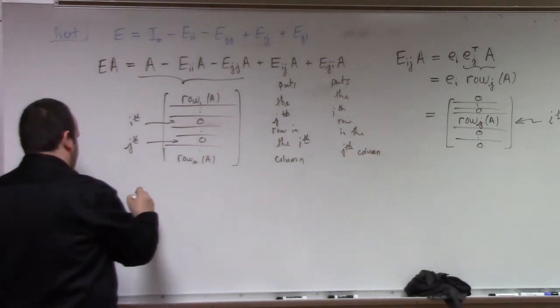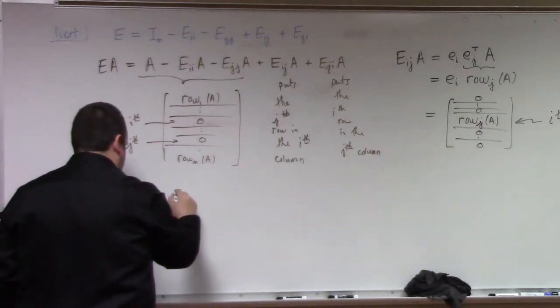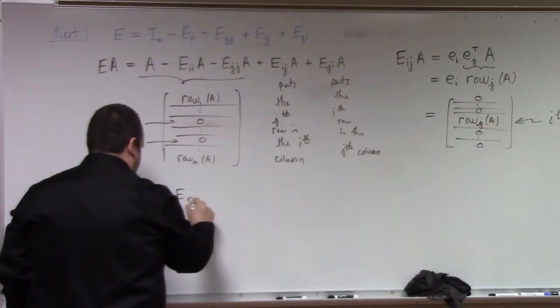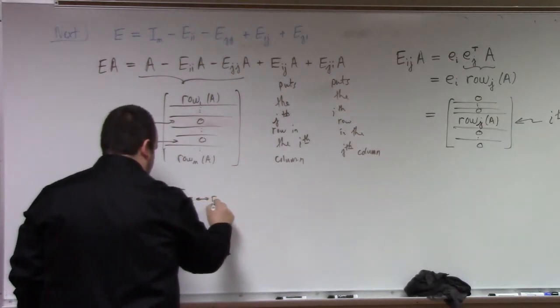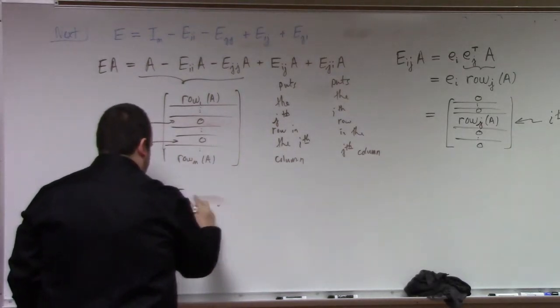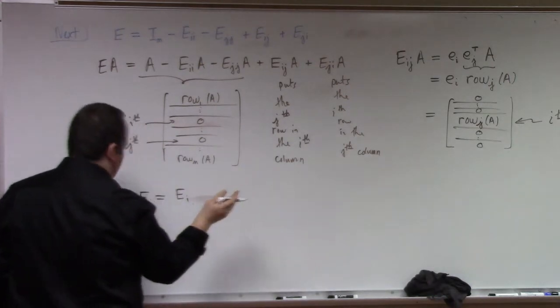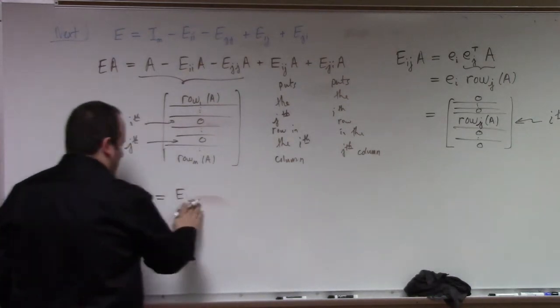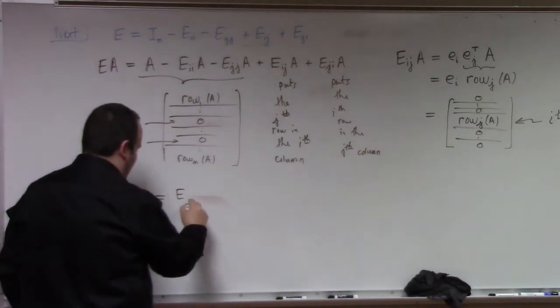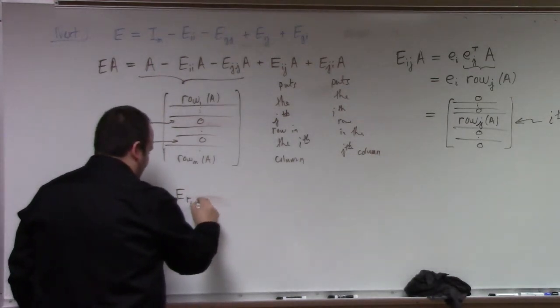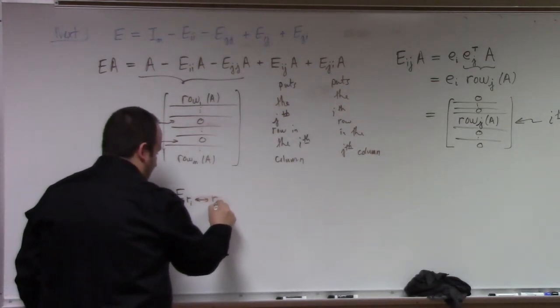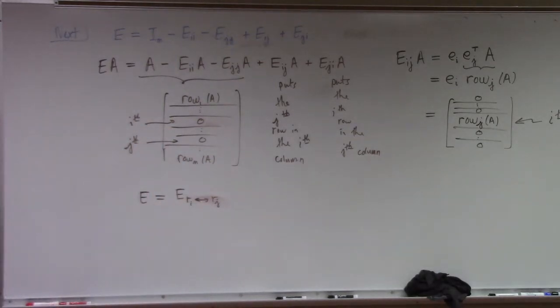So perhaps we should call this something like E, row i flippy flop row j. Or maybe I should just call it E_ij. Oh, I can't do that. I use that for something else. But I mean, I don't know, I don't talk about these too much. But we could use that as a specific notation for this particular elementary matrix. It's the elementary matrix which swaps row i and row j.